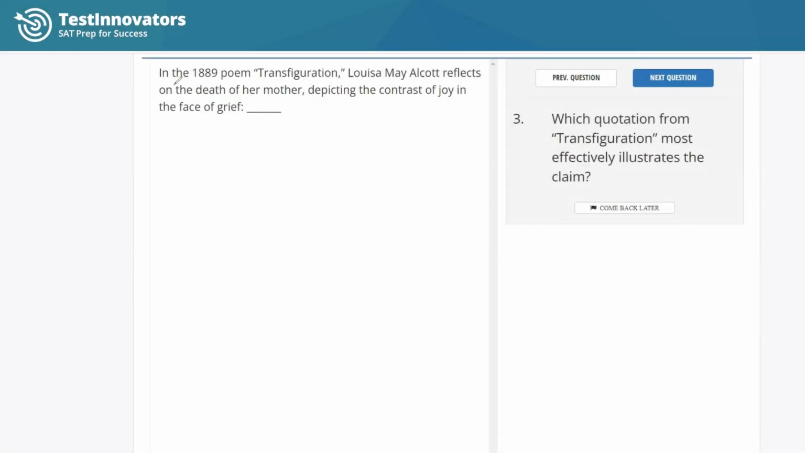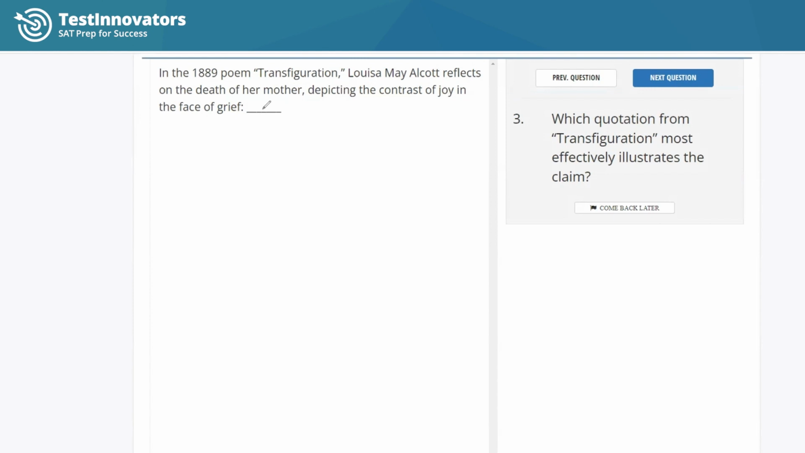Answer choices will often refer to parts of the claim. But if it's only partially relevant, it's wrong. The correct choice will encapsulate the whole claim and contain nothing irrelevant to the claim. Let me show you how this works in practice. In the 1889 poem Transfiguration, Louisa May Alcott reflects on the death of her mother, depicting the contrast of joy in the face of grief.